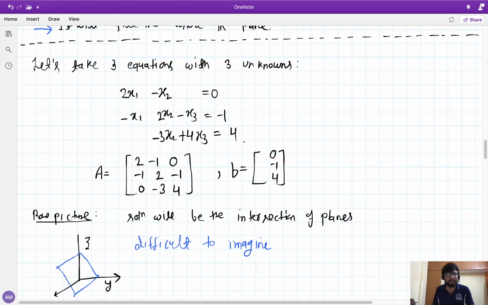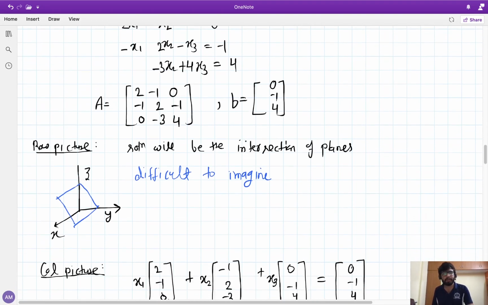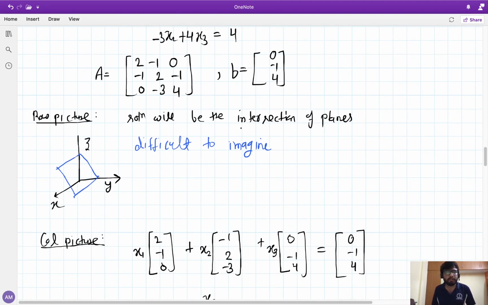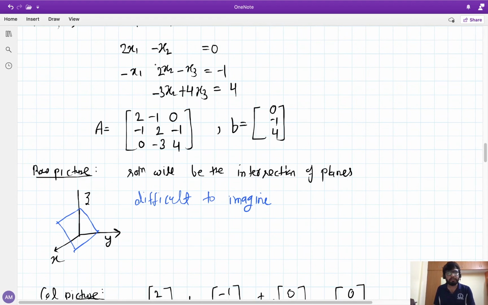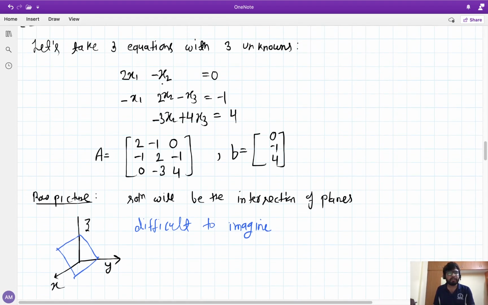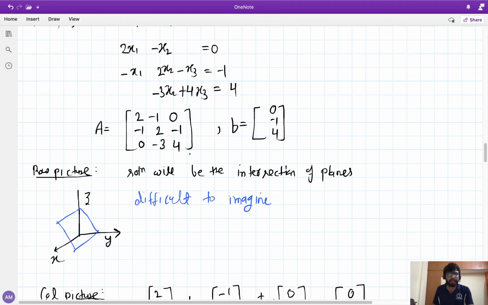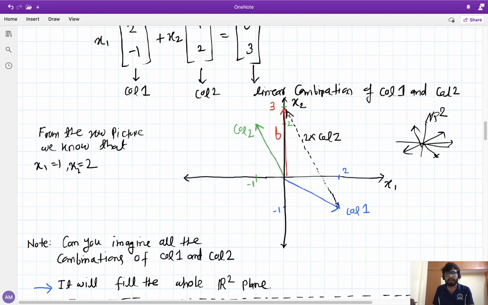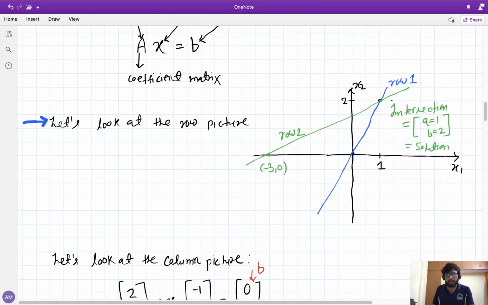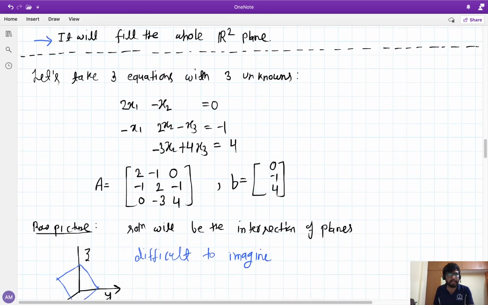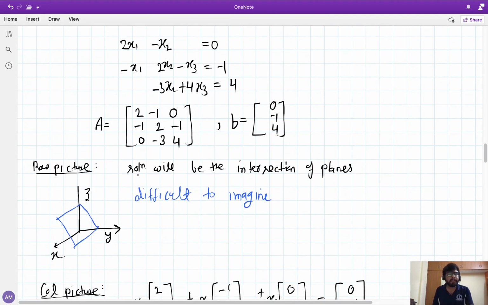And see, in two dimensions, when we are drawing the rows, each equation was representing a line. But with three unknowns and three equations, each row will represent a plane this time because we have added one more dimension. So in that earlier case the intersection of lines was the solution. So in case of three equations and three unknowns, the intersection of planes will be our solution. And obviously it is quite difficult to imagine here.